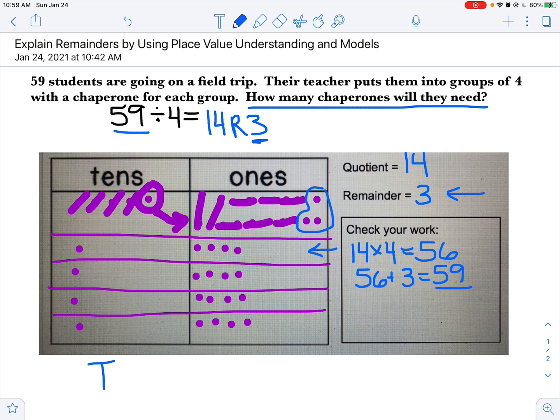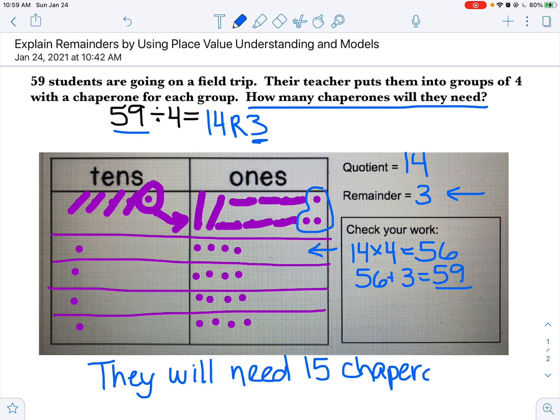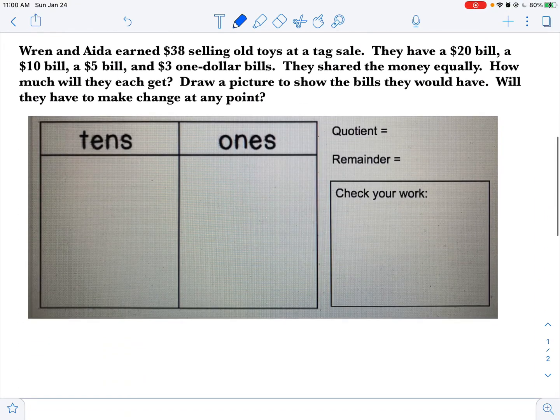And so you would put that in your statement. They will need 15 chaperones. You do not need to show math for this part, right? It's already in your division work right here. All right, it's here. And you're telling me you recognize that remainder means that you're going to have to make another group that's just not as full as the others. Let's take a look at the other example that's a little bit different.